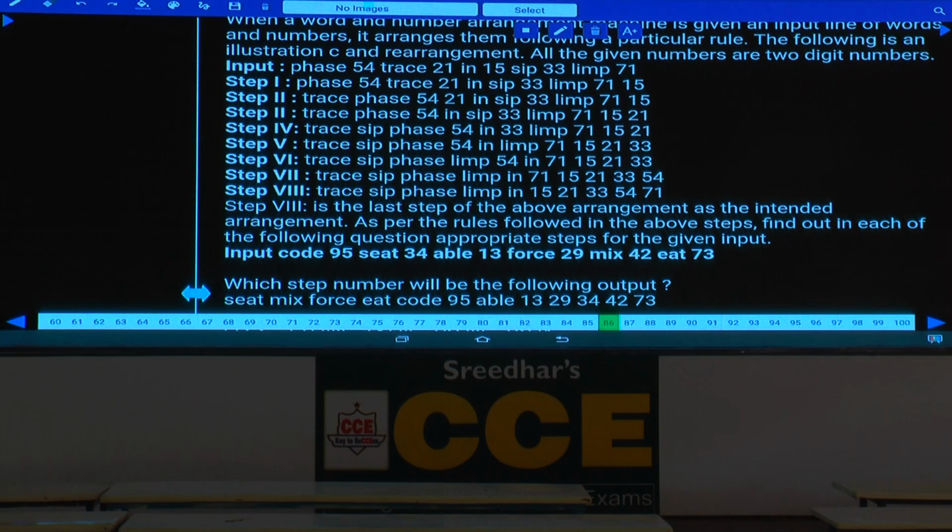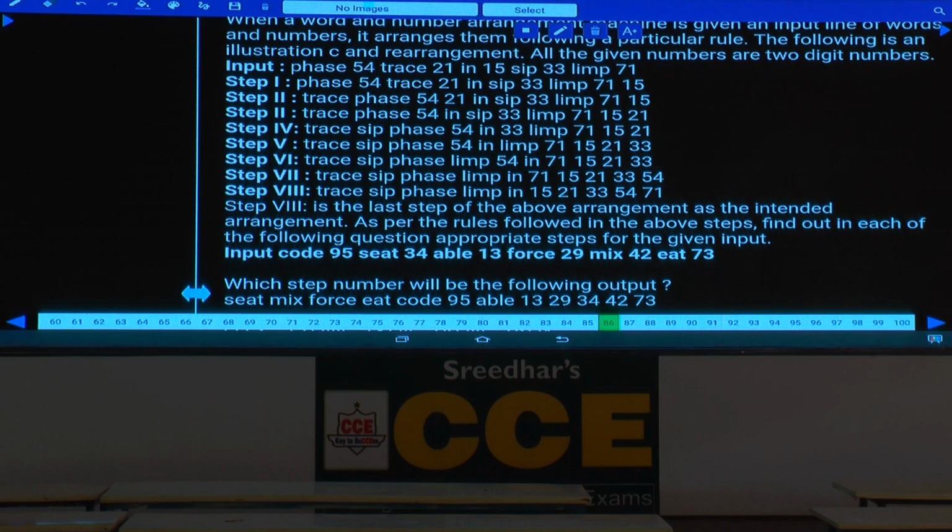And how many steps are there? There are 8 steps. 10 elements are there and we are having 8 steps to get the final output, which implies that in each step exactly 1 element has been arranged, not more than 1, isn't it? Because more than 5 steps were there, exactly 1 element has been arranged.